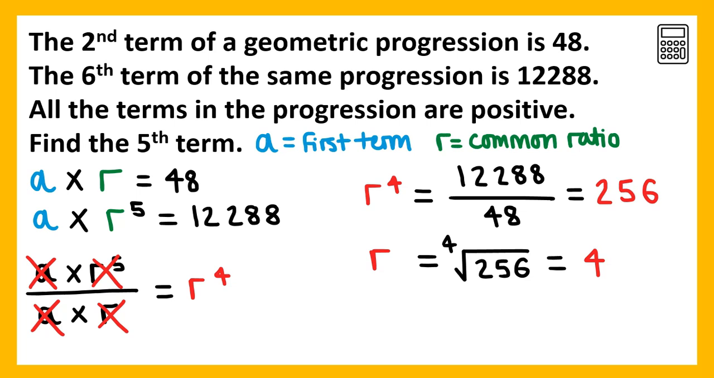I could also have had an answer of -4, but since the question states that all of the terms in the progression are positive, this tells me that my common ratio must be positive rather than negative.